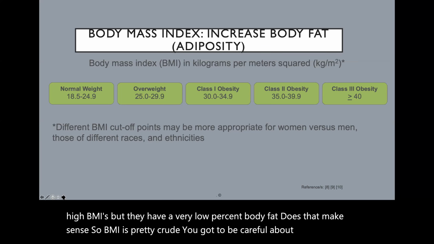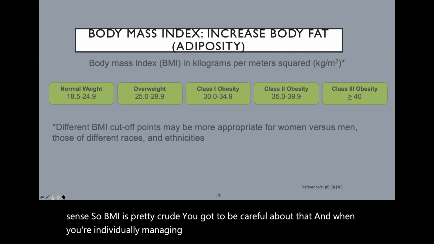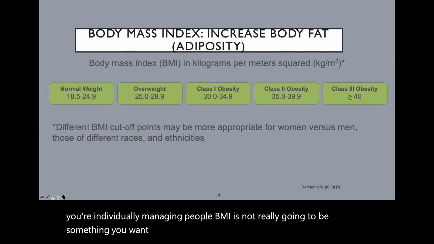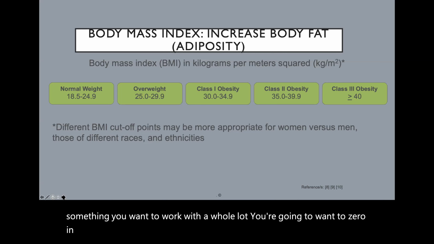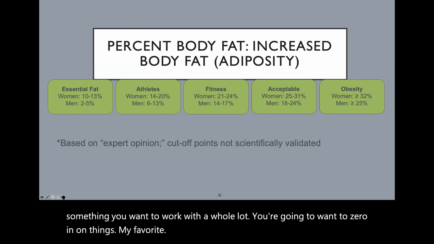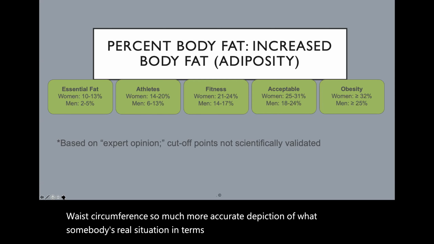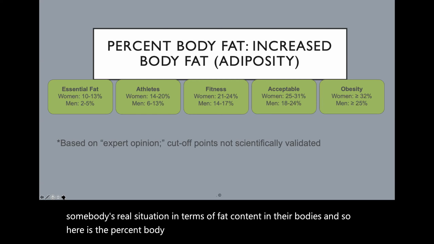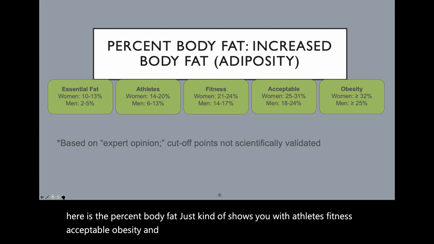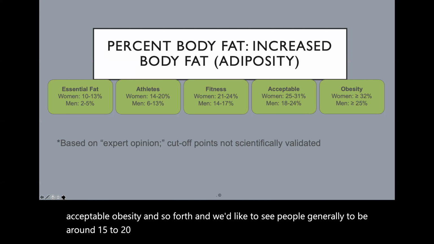And when you're individually managing people, BMI is not really something you want to work with a whole lot. You're going to want to zero in on things like my favorite, waist circumference, a much more accurate depiction of somebody's real situation in terms of fat content in their body. And here's the percent body fat, which shows you athletes, fitness, acceptable, obesity, and so forth. We'd like to see people generally around 15 to 20% body fat. The really hard trained athletes, maybe under 10.